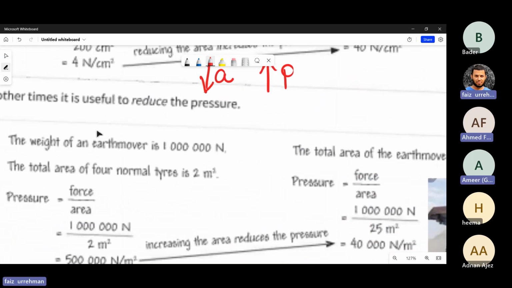100,000 kilograms. Yeah, 100,000. Divide by 10 to get the mass. Not 10,000, it's 100,000, because we divide this by 10, so cancel 0, cancel 0. What is this? 100,000. Five zeros, 100,000.